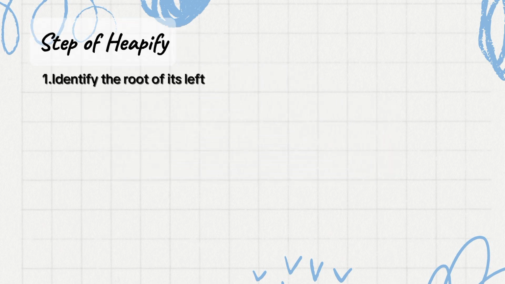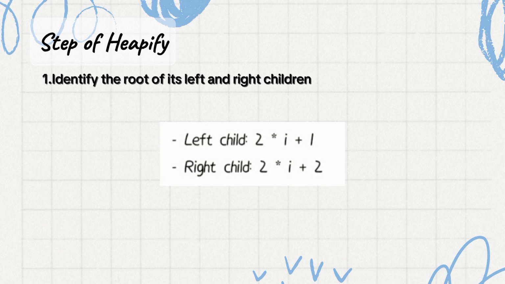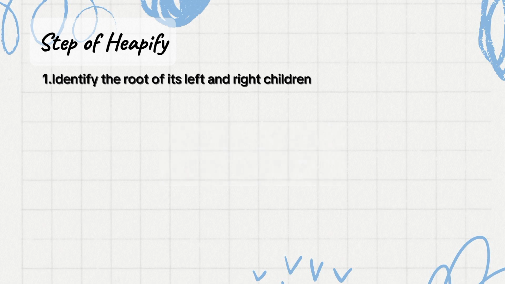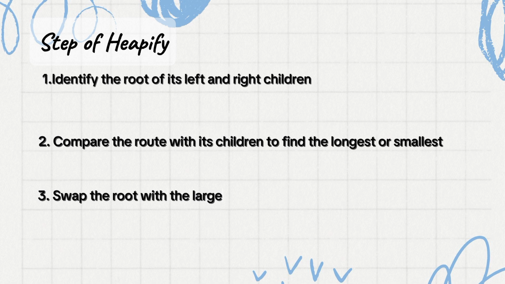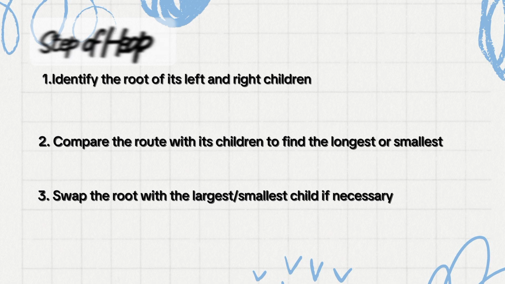So, the steps of Heapify. Number 1, identify the root and its left and right children. Left child is 2 times index plus 1. Right child is 2 times index plus 2. Number 2, compare the root with its children to find the largest or smallest. Then number 3, swap the root with its largest or smallest child if necessary.